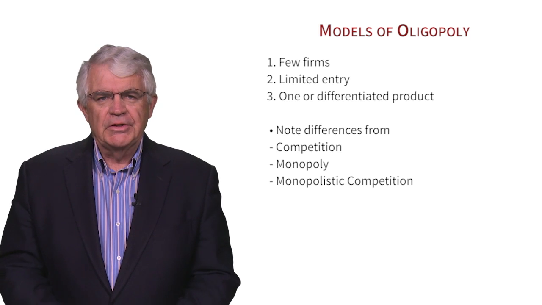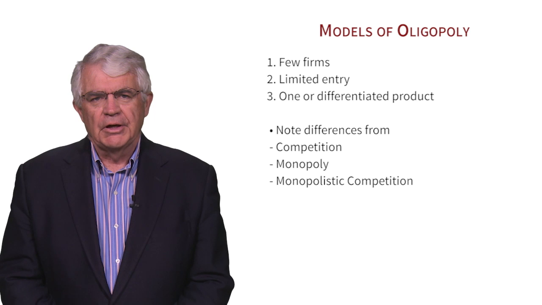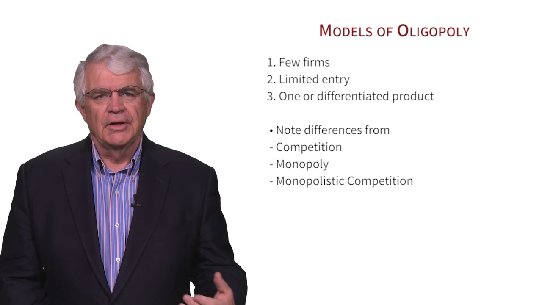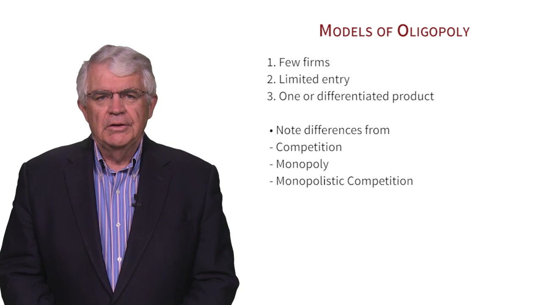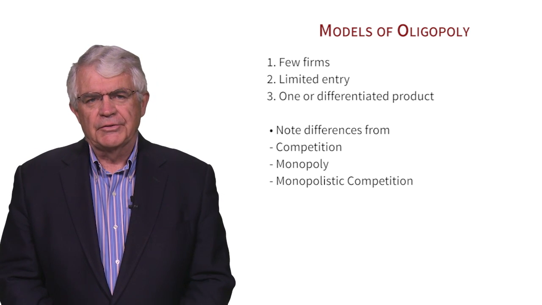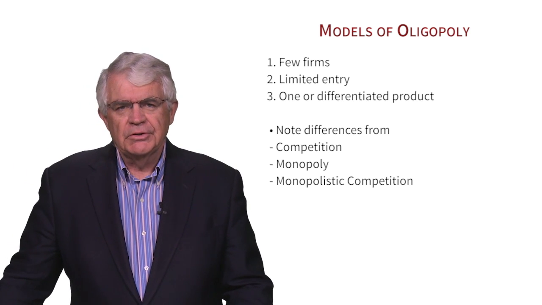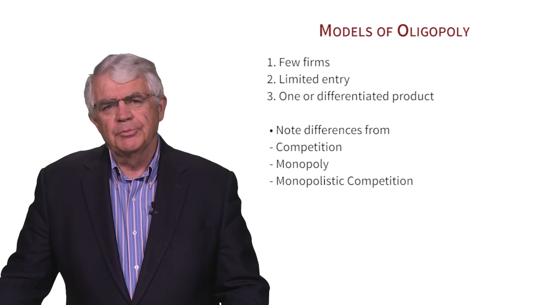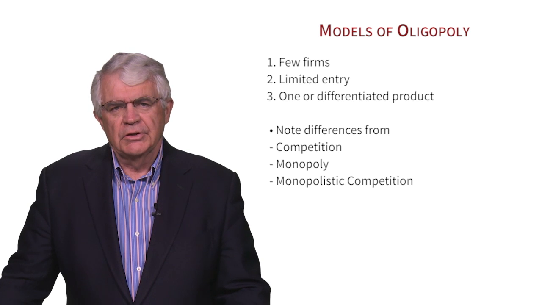And so there are going to be these differences, in particular from competition and monopoly and monopolistic competition. Again, the difference from competition is there's a few firms rather than many. The difference from monopoly is that there are just a few firms rather than one. And the difference from monopolistic competition is there's probably fewer firms, but more important, there's no ability to enter this business, or it's basically fixed in terms of the number.